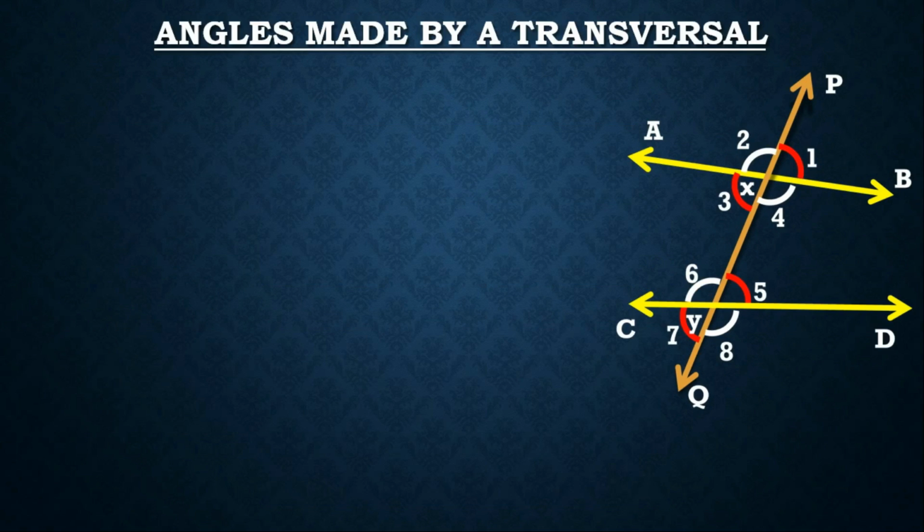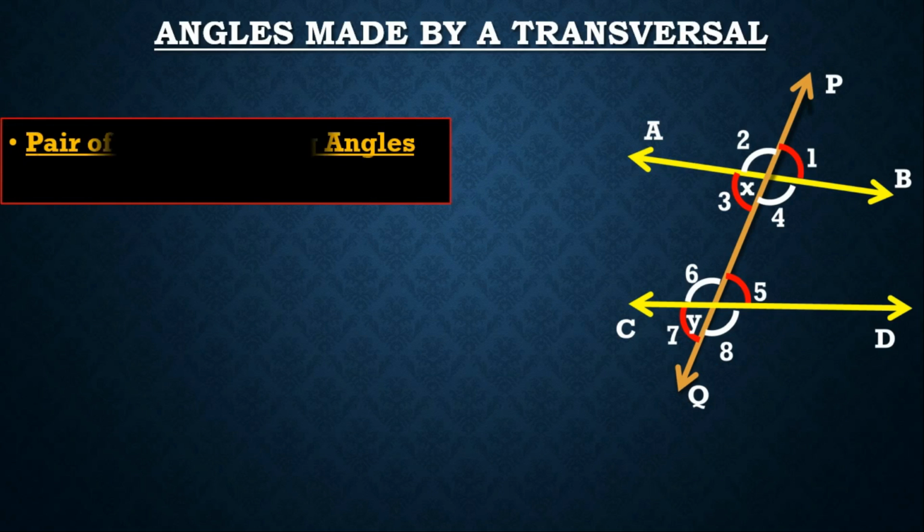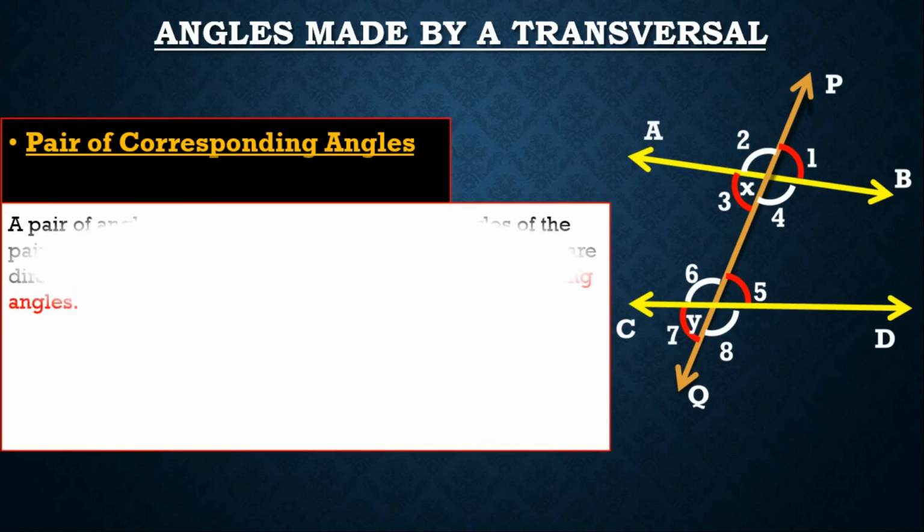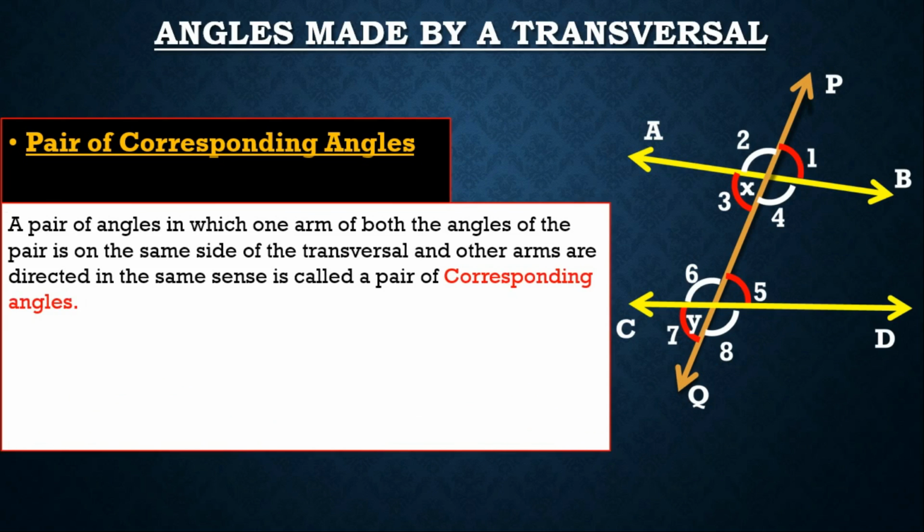Now let us continue with another angle which is made by a transversal, and that is a pair of corresponding angles. First we will see what a pair of corresponding angles is. A pair of angles in which one arm of both the angles of the pair is on the same side of the transversal and the other arms are directed in the same sense is called a pair of corresponding angles.